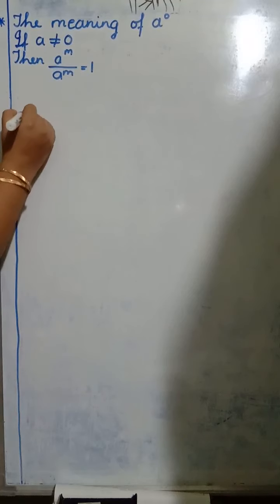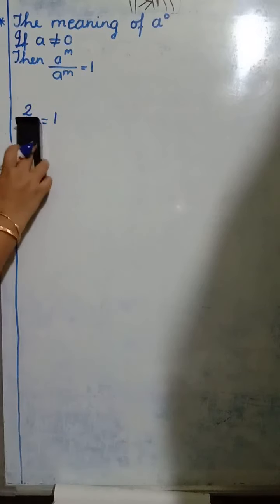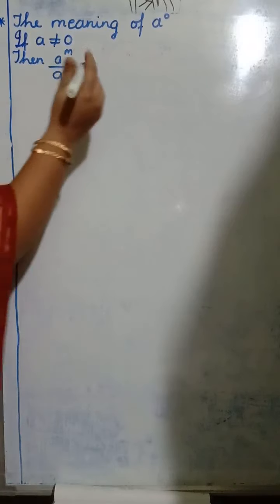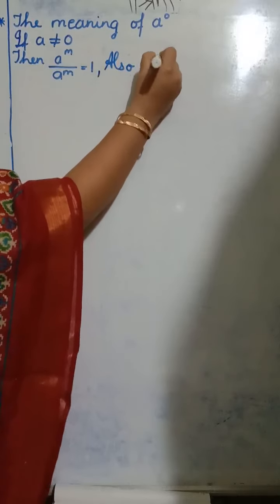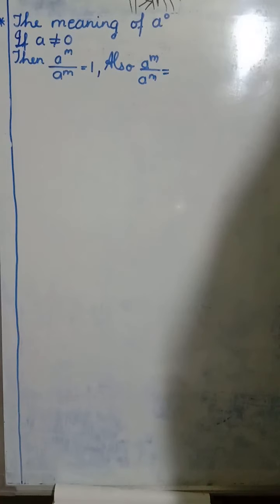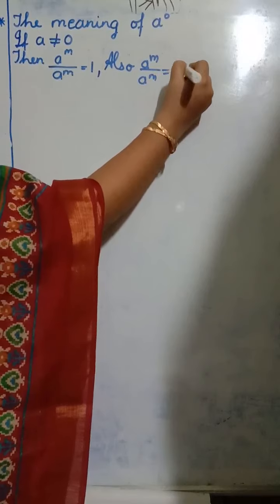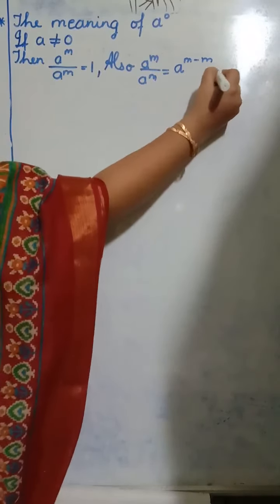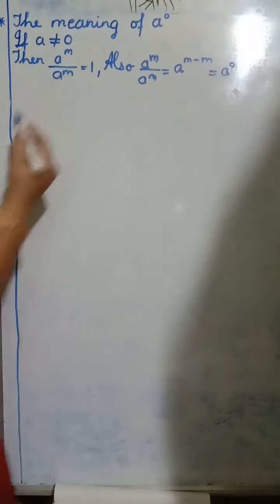because if we divide the same number by itself, for example 2 divided by 2, what is the answer? 1. In the same way, a raised to m divided by a raised to m is equal to 1 according to our normal division. Also, a raised to m divided by a raised to m, according to the formula of division of indices, we can write the common base with power m minus the other power m. Then it will be equal to a raised to 0, because m minus m is 0.